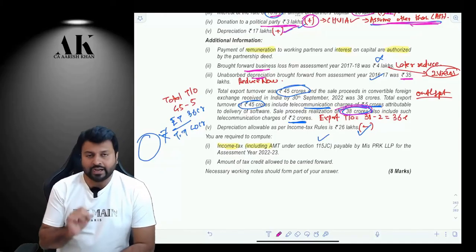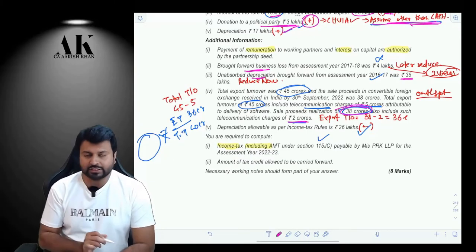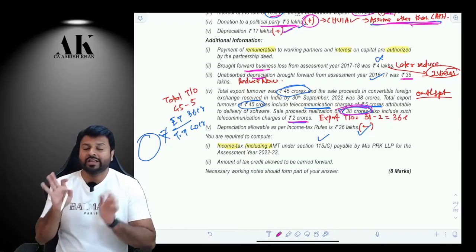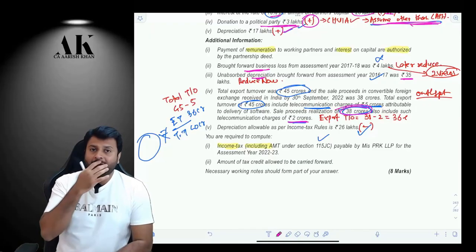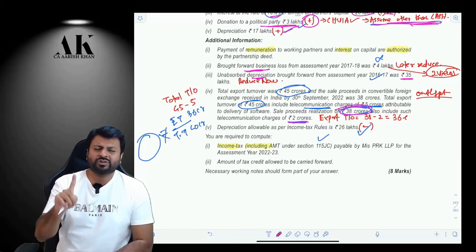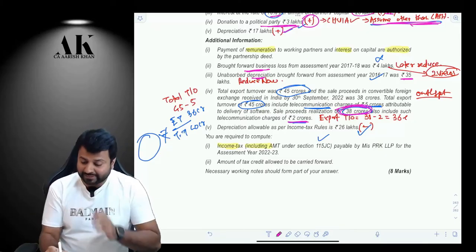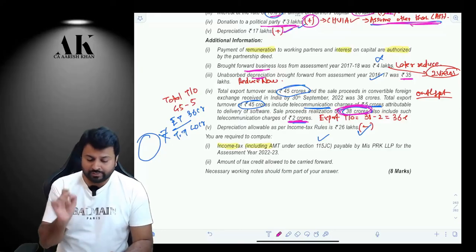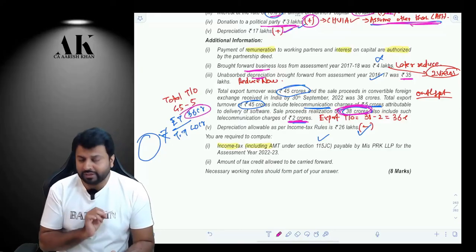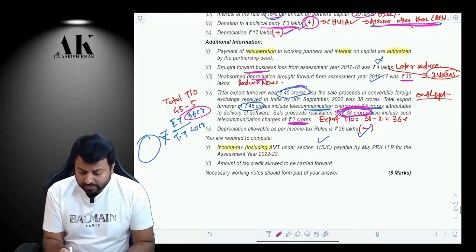38 crore is brought to India. In that also, there are some charges which are included. That should not be included in export turnover. Export turnover only includes the FOB price. It does not include insurance, freight and other charges. Therefore, export turnover will be the amount which is realized, that is 38 crore. Out of that, these charges also should be removed. Therefore, the export turnover will come to only 36 crores. What is the total turnover? Total turnover is 45 crore.